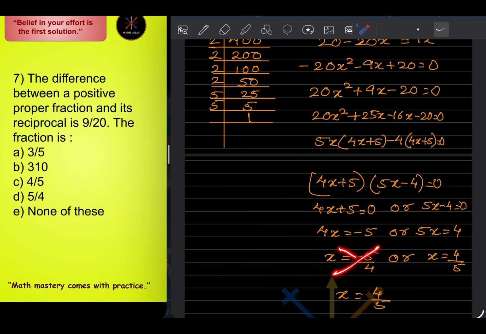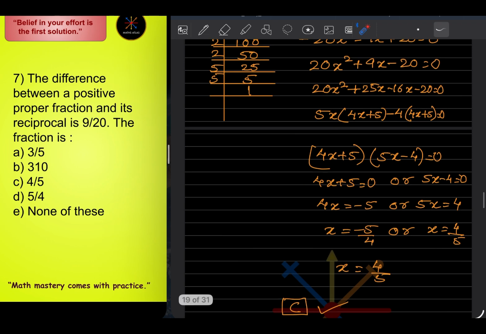So this has to be neglected because this is not positive. So x is equal to 4 by 5. So the option is C.